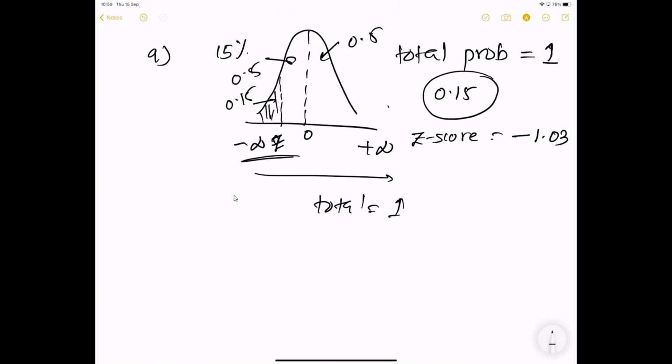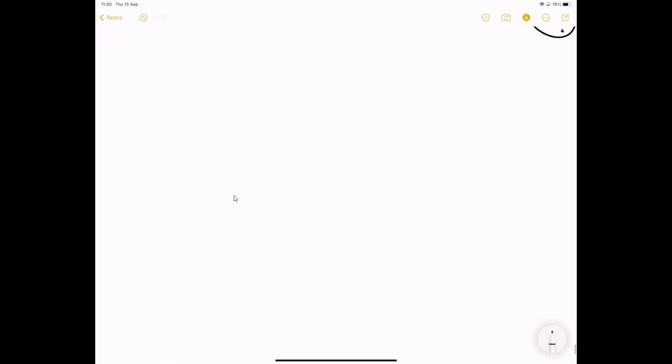If we have mu and the standard deviation, we can find the x as well. In those previous questions, we discussed those things. But here we want to find only the z value. Now, part B.